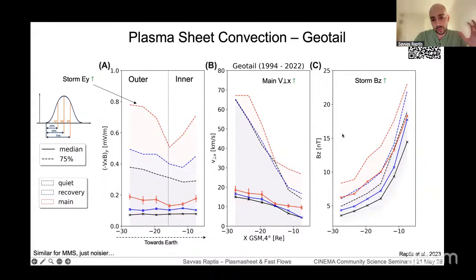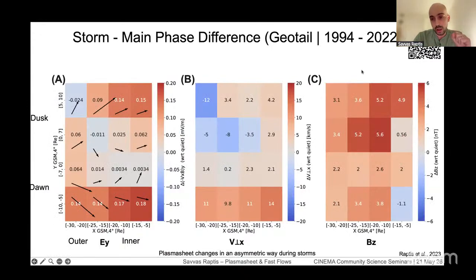Now, if we move from this one-dimensional picture to a two-dimensional one, I plot this 2D histogram, which shows the difference between the same three quantities with respect to quiet time. So the x-axis shows again the x-GSM coordinate, the y-axis shows the y-GSM coordinate separating dusk and dawn, and each color bar indicates a different quantity.